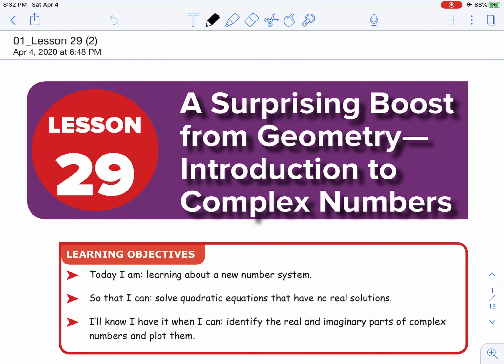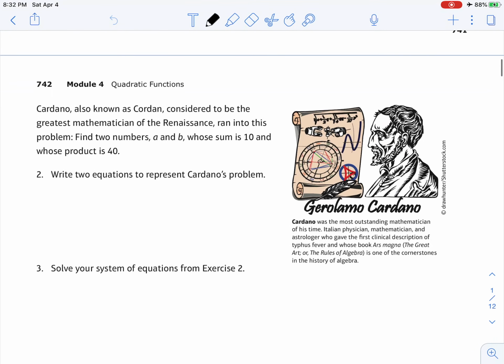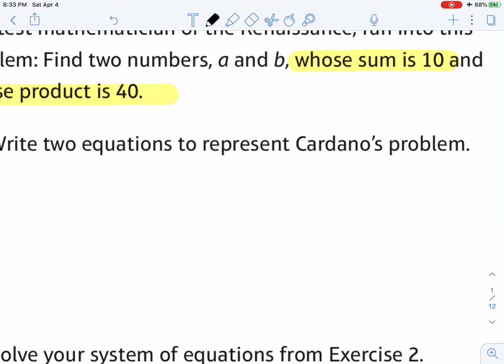Hi guys, so we're getting into complex numbers and I'm not going to have you do this first page, but I want to come over here to 742 and we're going to look at this. And it says Cardano, also known as Cordon, considered to be the greatest mathematician of the Renaissance, ran into this problem. Find two numbers, A and B, whose sum is 10 and whose product is 40.